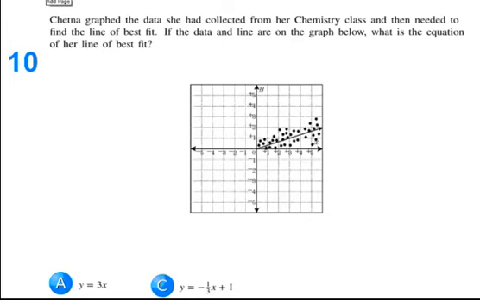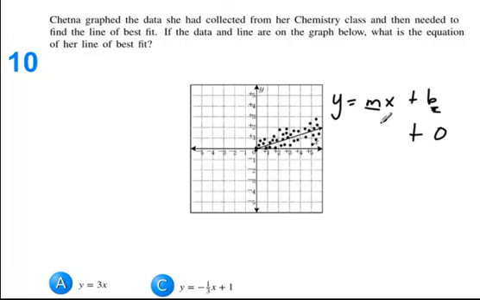Chetna grabbed the data she collected from her chemistry class and then needed to find the line of best fit. If the data and line are on the graph below, what is the equation of her line of best fit? Well, we know that the equation can be put in slope-intercept form, y equals mx plus b. The easiest point to find is the y-intercept right now, which is right there at 0. So we're not going to have a y-intercept, plus 0 or nothing.